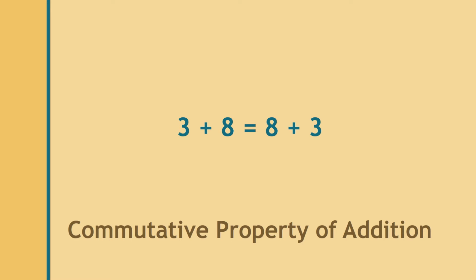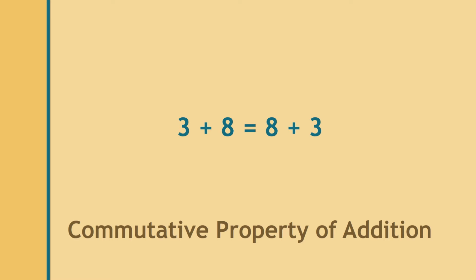Our first property is the commutative property of addition. The way that I like to think about it is it's like flip-flop math. That means you can flip-flop the order of the addends. Remember, addends are the numbers that are being added together. You can flip-flop the order of the addends and it doesn't change the sum. It doesn't change the answer.